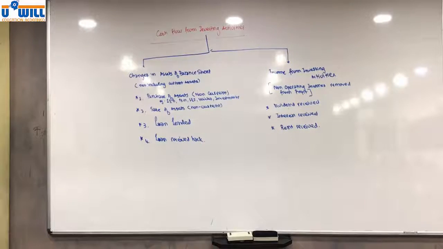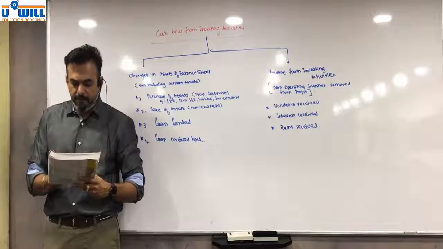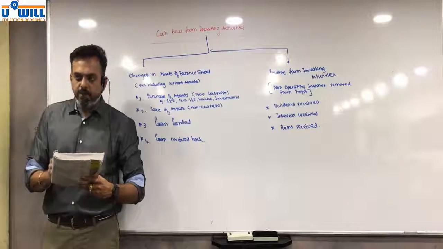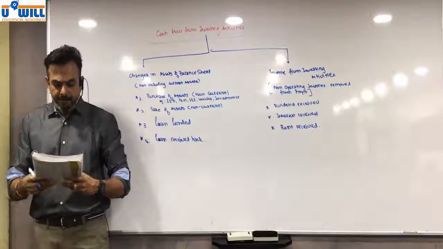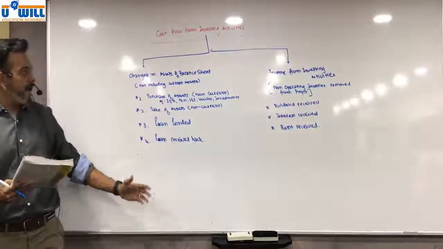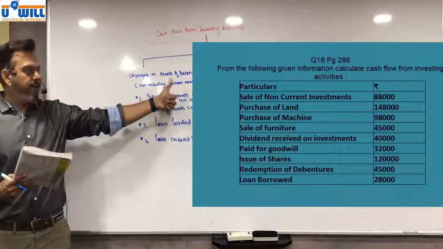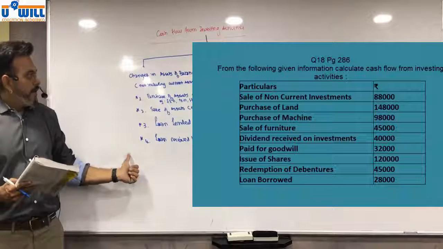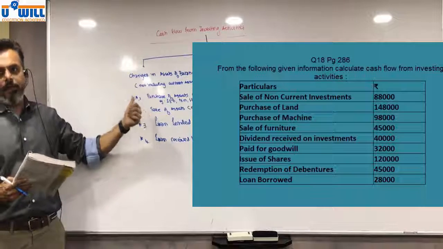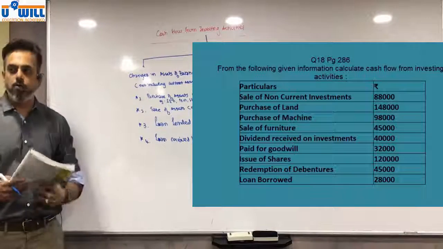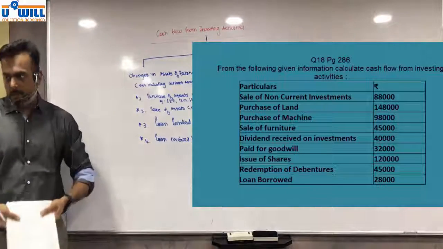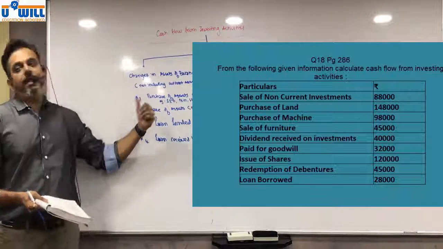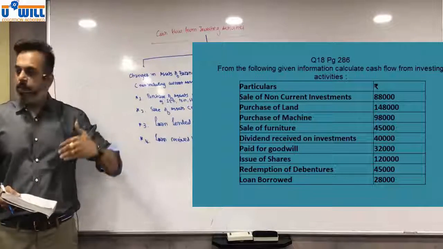Come to page number 286. Question number 80. From the following information, calculate cash flow from investing activities. Now, what all will come in investing activities? Change in assets of the balance sheet. What assets? Only non-current assets. So yes, sir. Now, if you are buying any asset, does cash come in or go out? Cash goes out. Okay. If you are selling an asset, cash comes in.